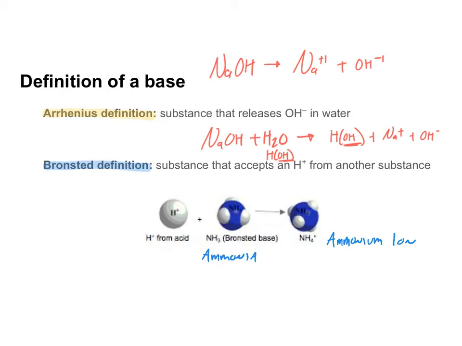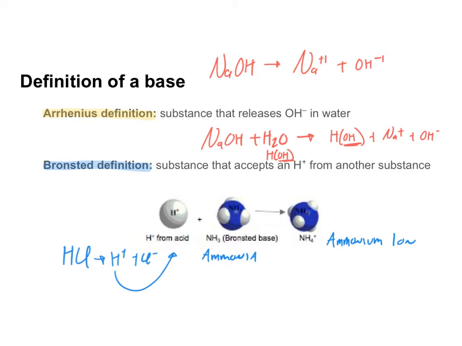So the Bronsted-Lowry acid, say HCl, is going to give up a hydrogen or a proton. That hydrogen, in the presence of ammonia, NH3, will be accepted by the ammonia, which becomes the ammonium ion. So that's the difference between an Arrhenius base and a Bronsted base.